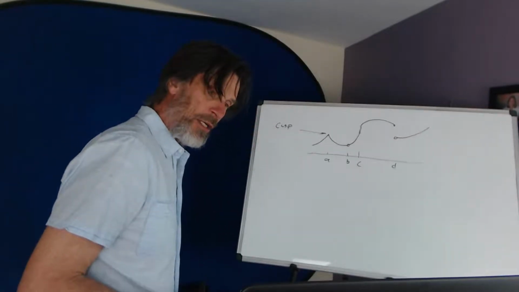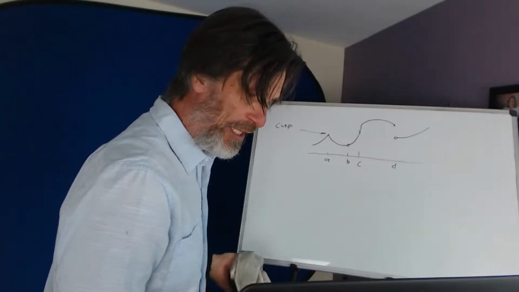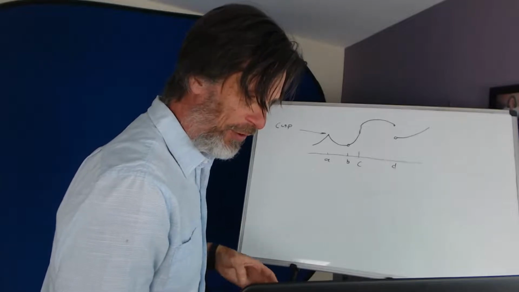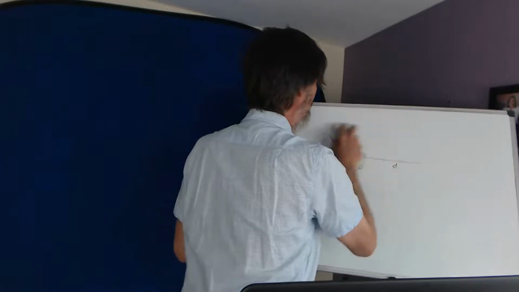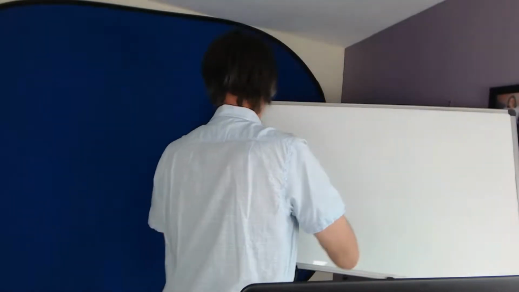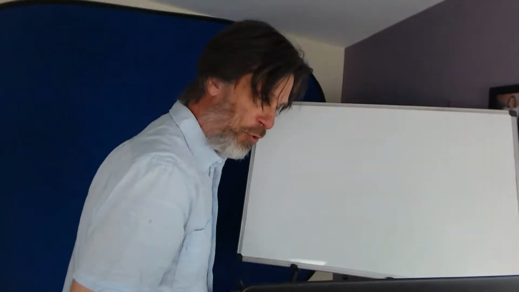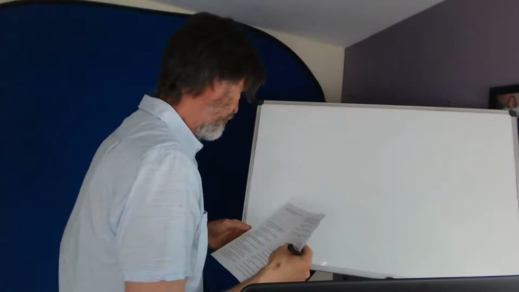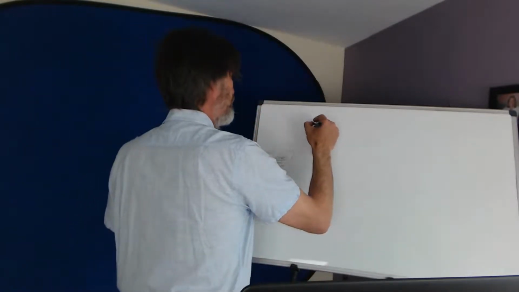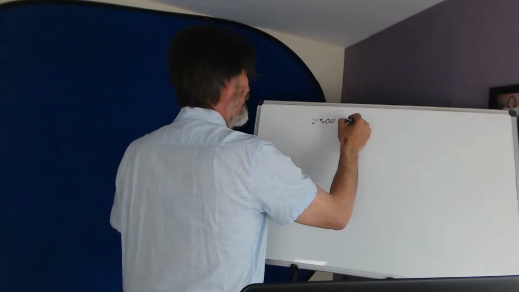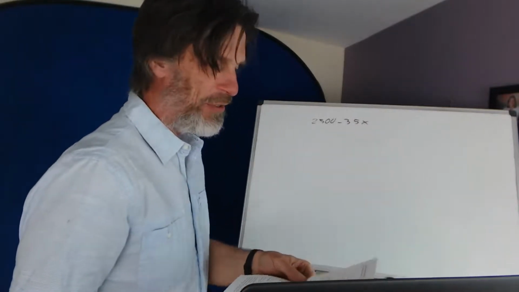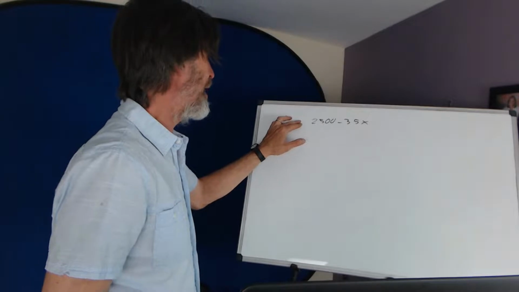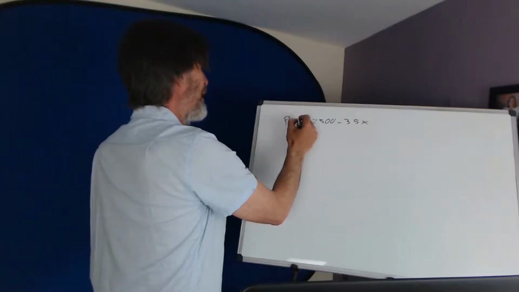On to 18. Suppose that the price-demand function is given by that, where x is the demand level, and the cost to produce. Find the maximum profit. Okay, easy enough. So we're given a price-quantity function. The price-quantity function is 2,500 minus 35x. X is the number of units demanded. This is the price.